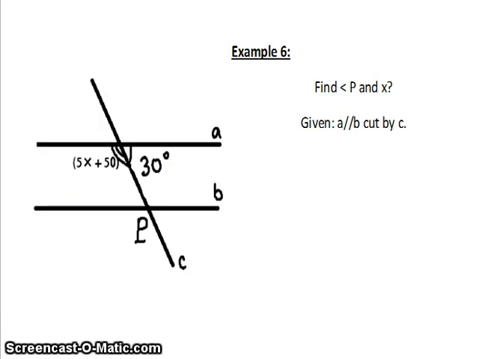Next is example 6. Given two parallel lines cut by a transversal and two given angles. One is 30 degrees and one is 5x plus 50. Find the measurement of angle P and x.